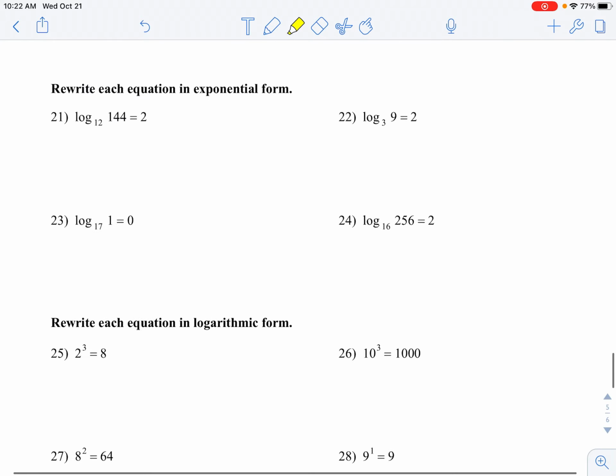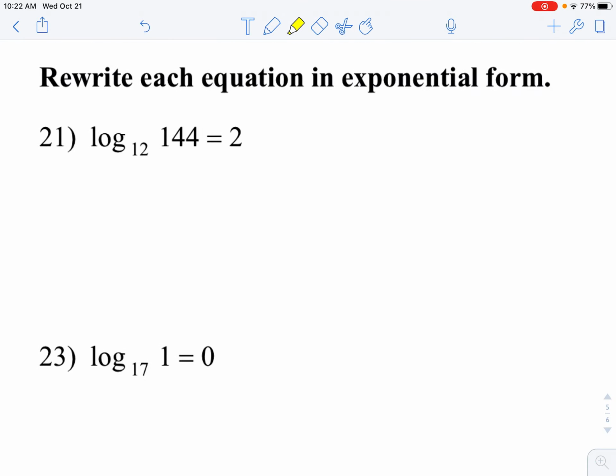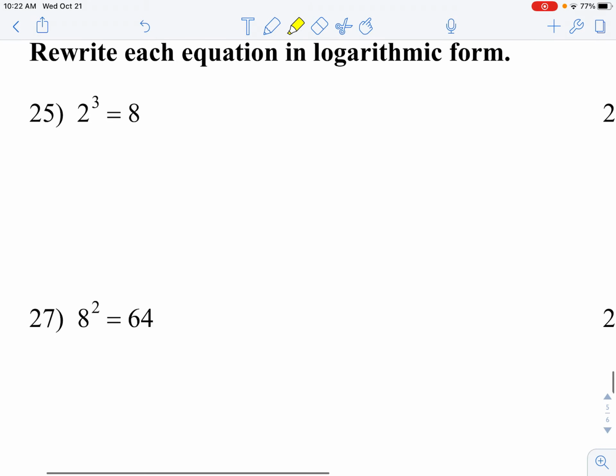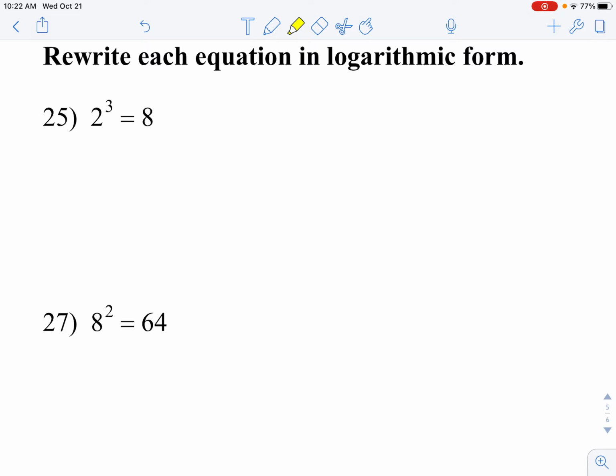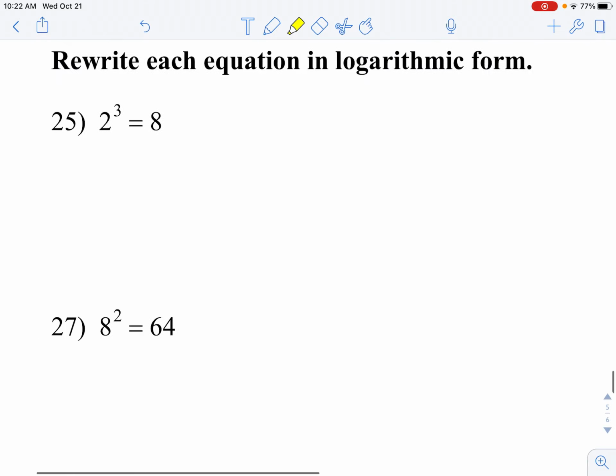Here we go. Rewrite each equation in exponential form. So this is a logarithm. Rewrite each equation in logarithm form. This is an exponential. You know what? We're just going to go backwards through this.